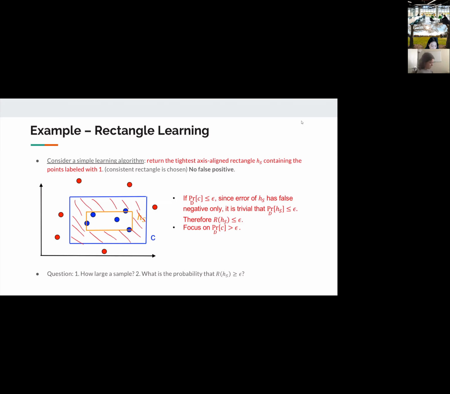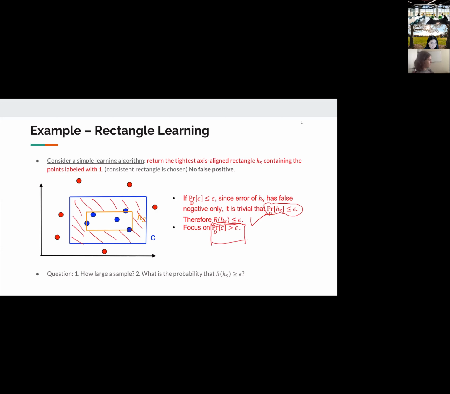Once you know that the probability of HS is smaller than epsilon, it is trivial to see that R of HS is going to be smaller than or equal to epsilon, because R of HS only counts the false positives. So this is a trivial case. Whenever the probability of C is smaller than epsilon, you can immediately see that R of HS is already smaller than or equal to epsilon. So we'll focus on the more interesting scenario, that the probability of C is greater than epsilon.